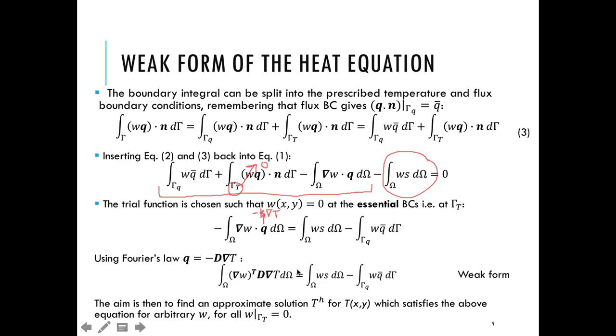Okay. And our aim basically is to find a solution for an approximate T, that is for T_h, such that it satisfies this above equation for any arbitrary W with only one condition, that W has to be 0 at the essential boundary. ठीक है जी. सो हमारा एम ये है कि हमने इस वीक फॉर्म को सॉल्व करना है. And as before, after we got our weak form, then we will use our Galerkin approximation and discretize the domain and so on and so forth to basically get to where we want.